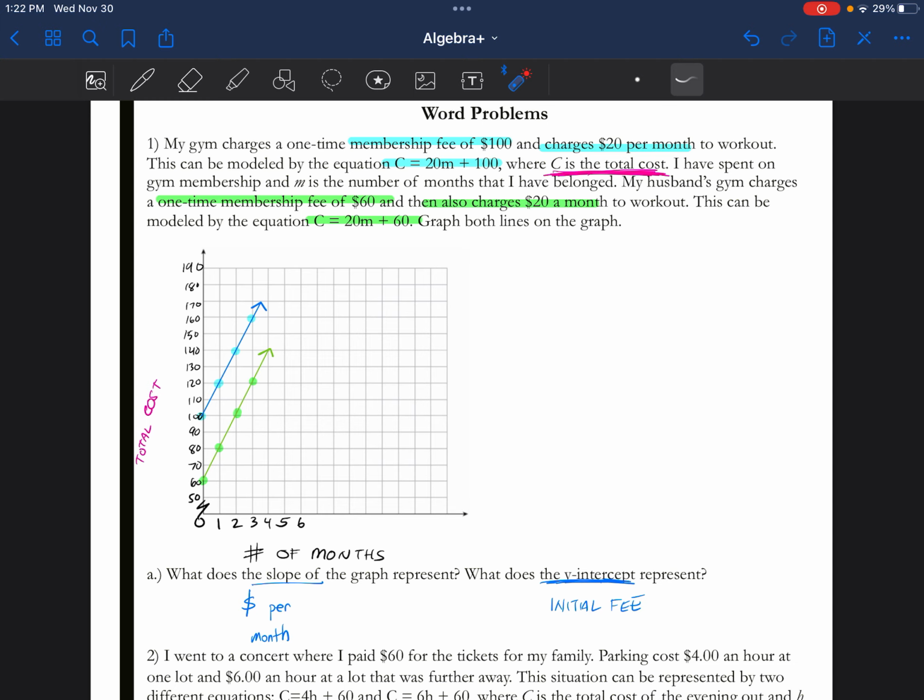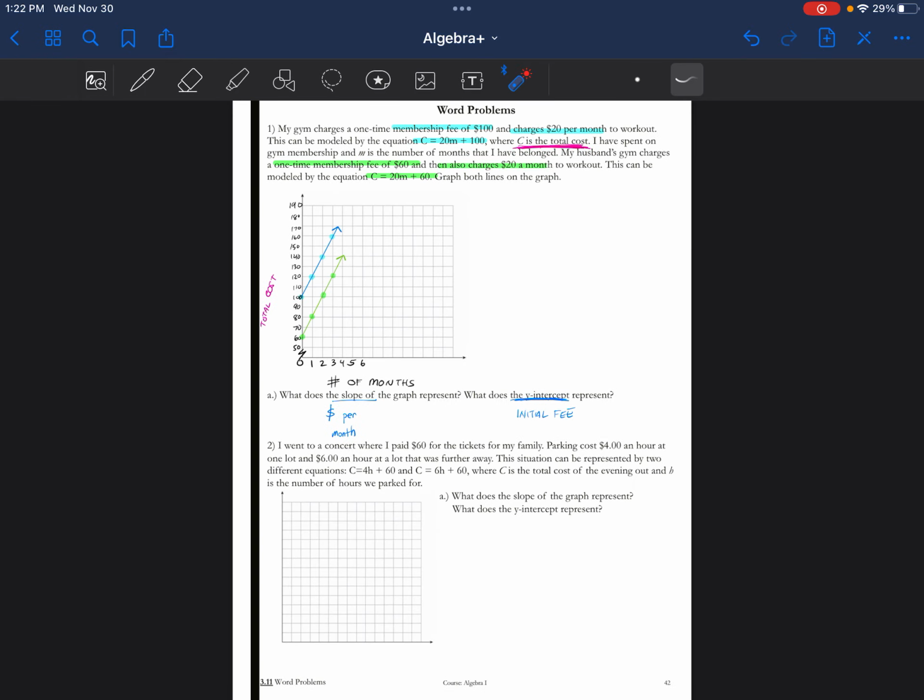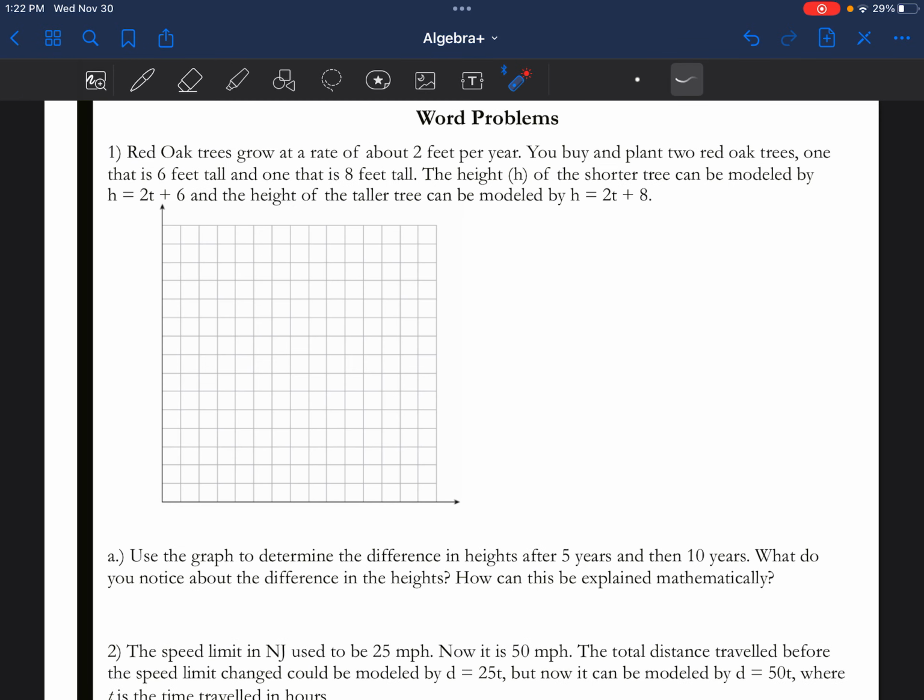Pause the video because I'm going to go on to the last type of word problem that you'll see with these graphs, and that's on page 43. We have a red oak tree that grows at a rate of 2 feet per year. Right, so 2 feet per year. And you buy and plant 2 red oak trees, one that is 6 feet tall and one that is 8 feet tall. These each can be represented by h equals 2t plus 6, right? The 6 is the initial height it started at, and then h equals 2t plus 8.